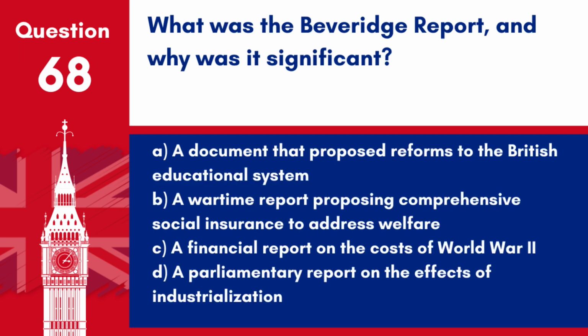Question 68. What was the Beveridge Report, and why was it significant? A. A document that proposed reforms to the British educational system. B. A wartime report proposing comprehensive social insurance to address welfare. C. A financial report on the costs of World War II. D. A parliamentary report on the effects of industrialization.